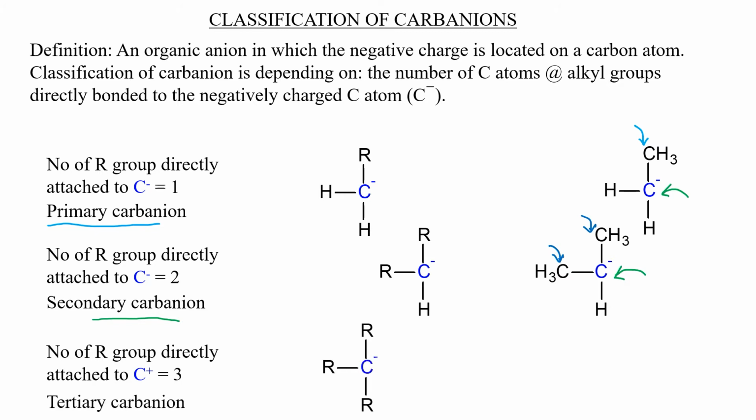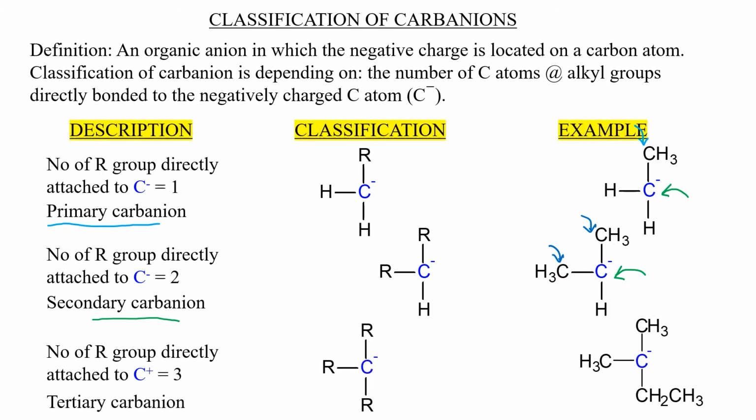And for the last example, we have three carbon atoms or three alkyl groups directly attached to the carbanion. Therefore, the last carbanion is classified as tertiary carbanion. Watch this video for more information.